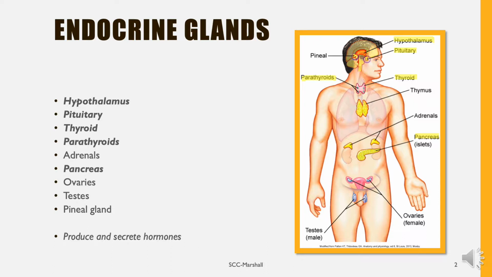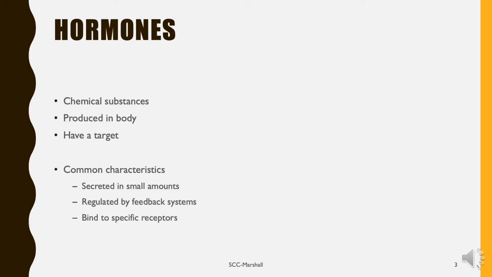And remember that the purpose of the endocrine glands is to produce and secrete hormones. Hormones are chemical substances that are produced in the body, so they're created by something in our body, and they have a target. So they essentially control and regulate target cells or organs. Now, many hormones are going to be produced in one part of the body, but then they're going to control and regulate the activity of cells or organs in a completely different part of the body.